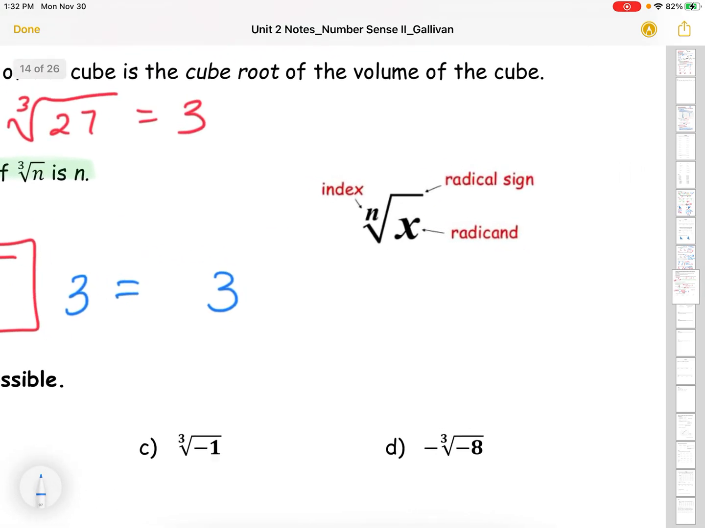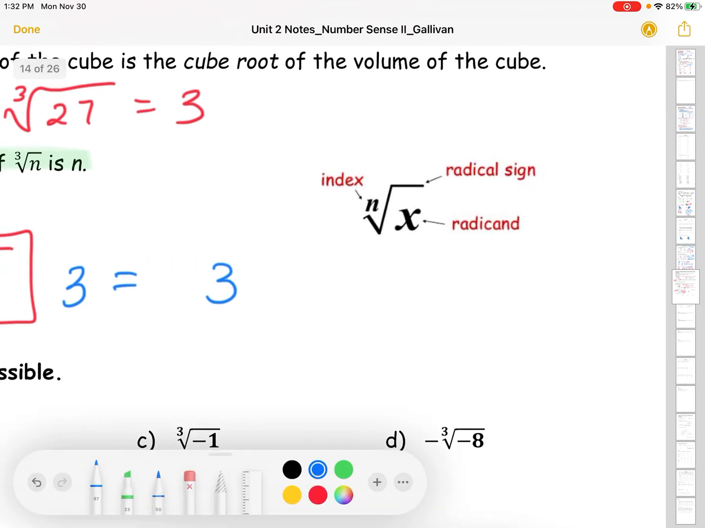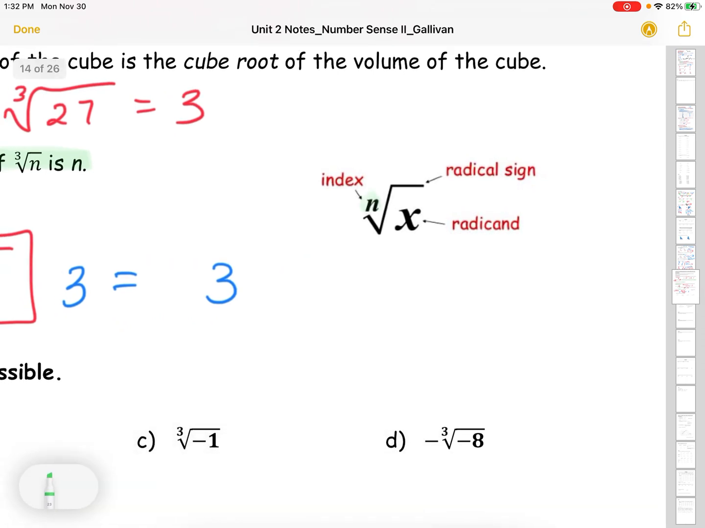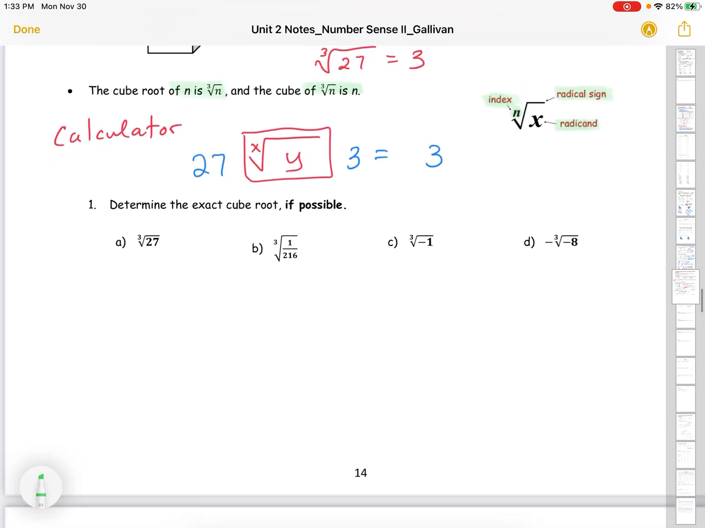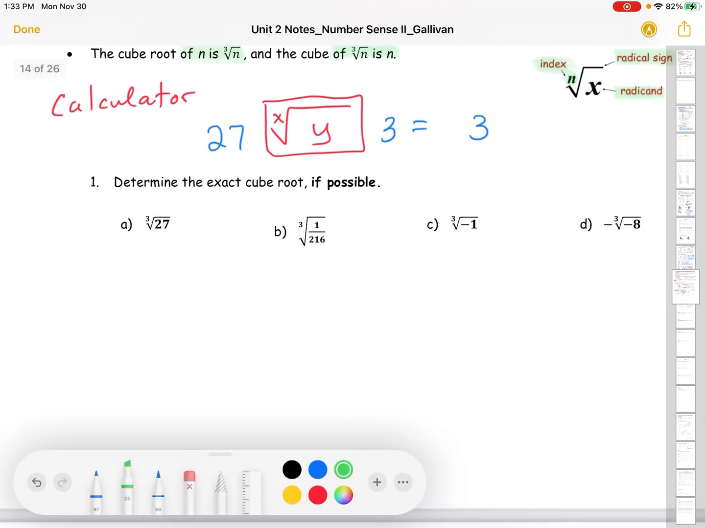Now, if we're exploring what all of these things mean, n would be our index, the bracket is our radical sign, and x is our radicand, whatever's underneath. All right. So how do we figure out cube roots? Well, it says determine the exact cube root if possible. So we can use our calculator, but we can also think about it.